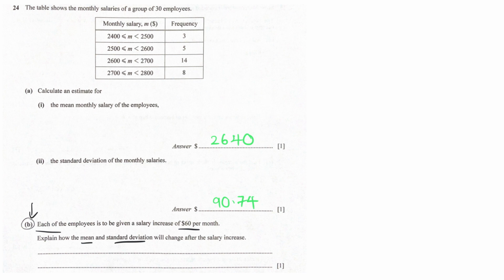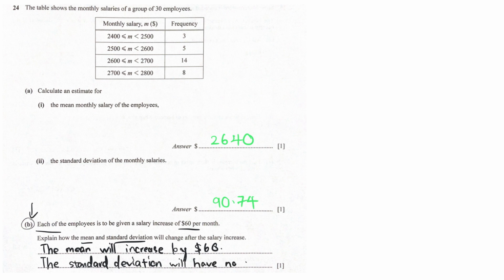Calculation wise, the mean will increase by that amount of $60. Okay, how about the standard deviation? The standard deviation, which by definition is the spread of the data points from the mean. If it's the spread and everyone moves or increases by $60 together at the same time, the standard deviation will have no change in value.